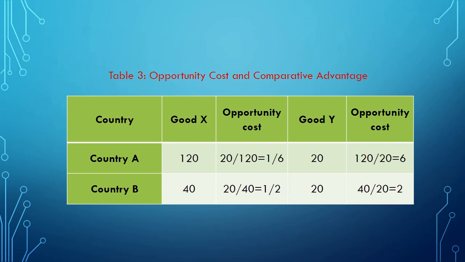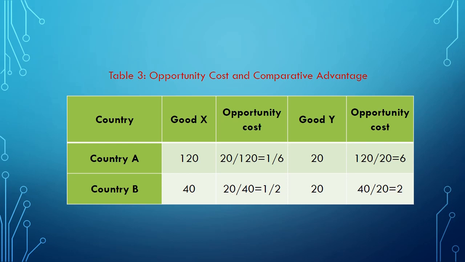And then you have to compare the opportunity cost. Which country has a lower opportunity cost? In this case, it is very clear that between these two countries, to produce 1 unit of good X, country A has a lower opportunity cost. Country B has a higher opportunity cost, and therefore country A has a comparative advantage in the production of good X.